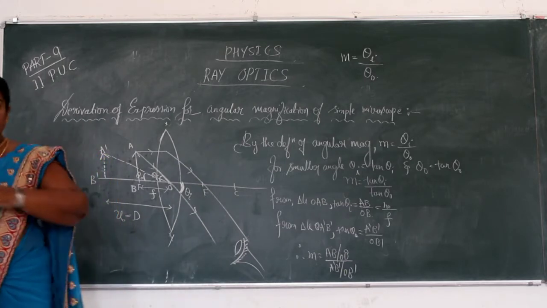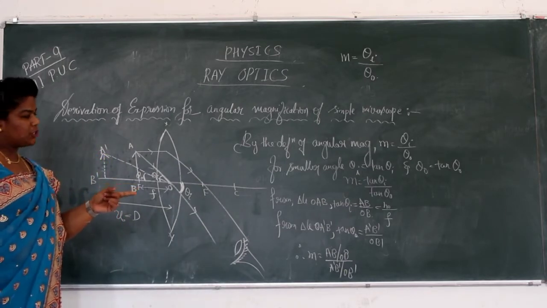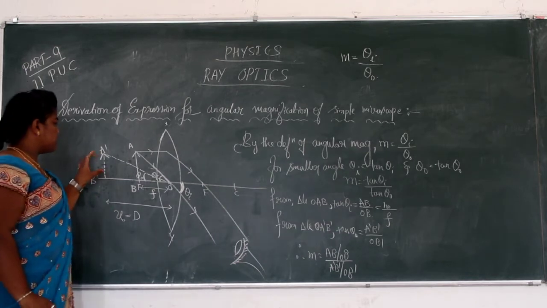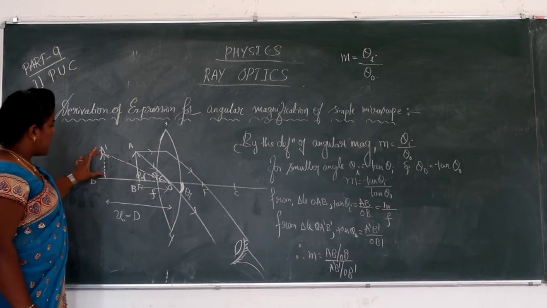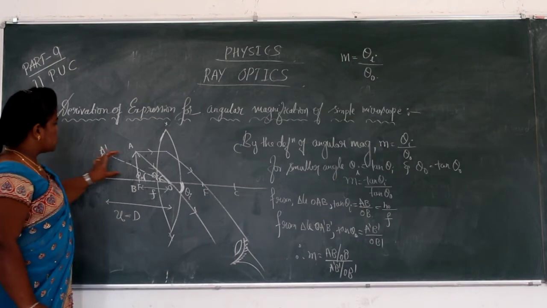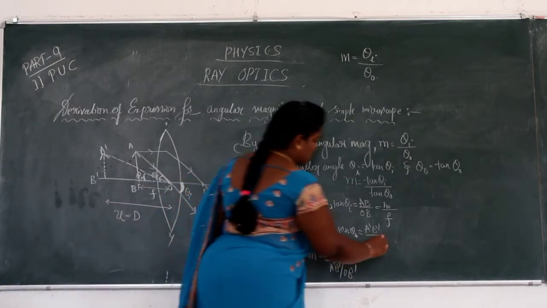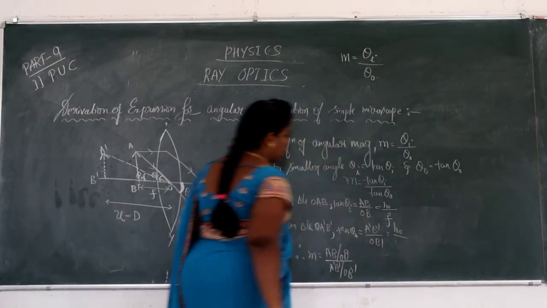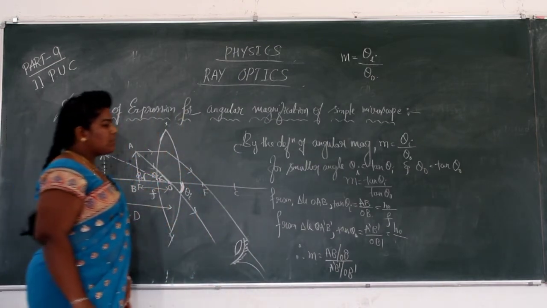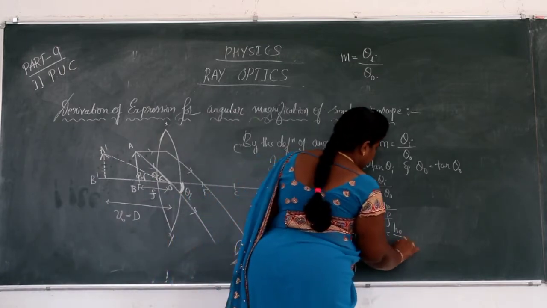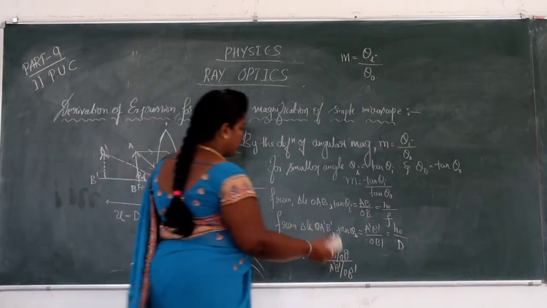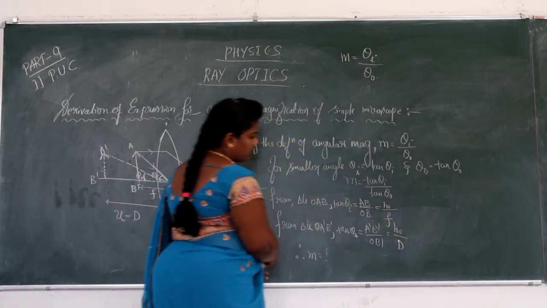Not only that, even when you come to writing A dash B dash divided by OB dash, what is this A dash B dash? It is similar to AB. So A dash B dash is also the height of the object, so here I am writing it as h naught. Then what is OB dash? OB dash is the least distance of distinct vision. Write it as D. So finally we came to h naught by f and h naught by d. Here I am just substituting it directly.